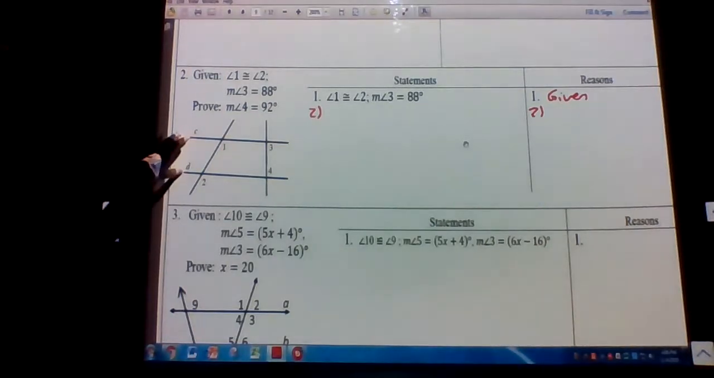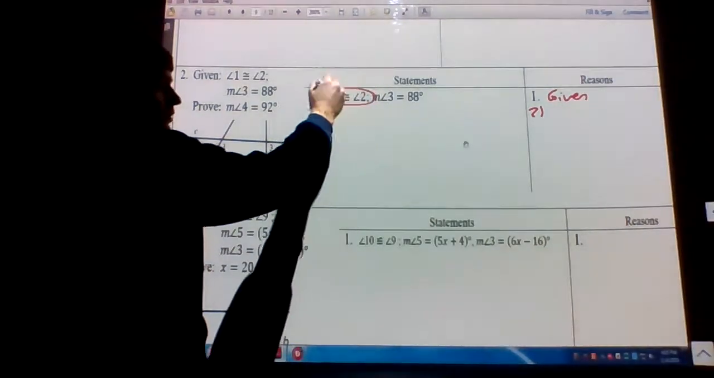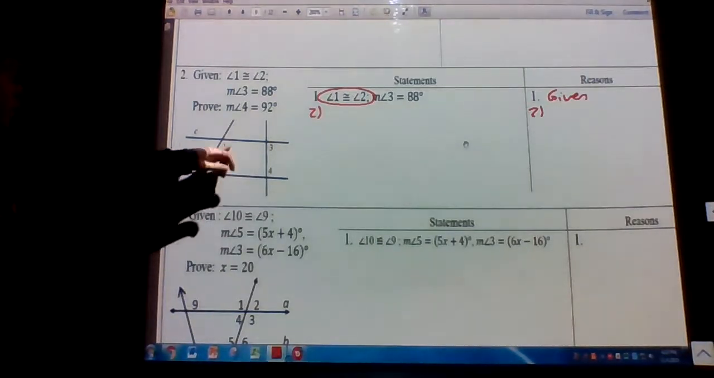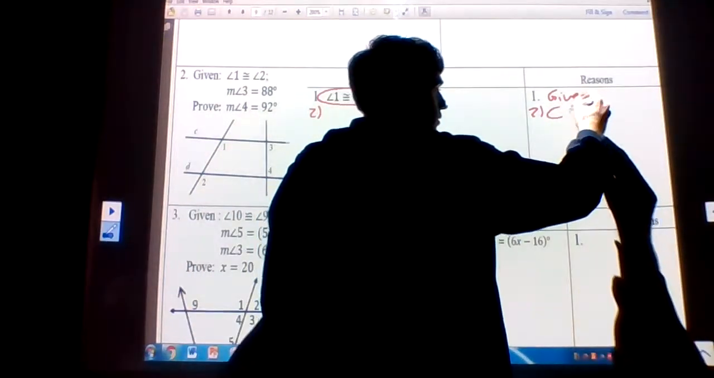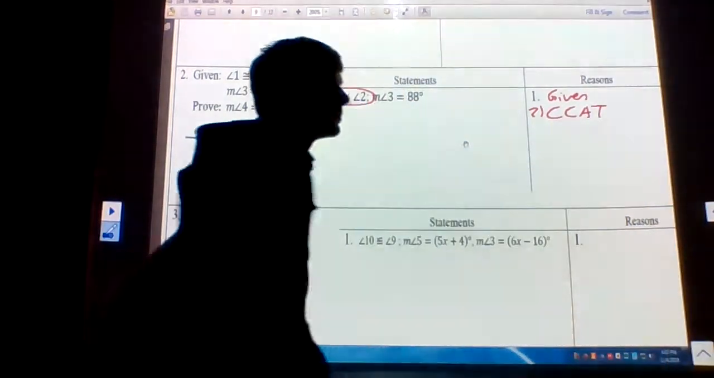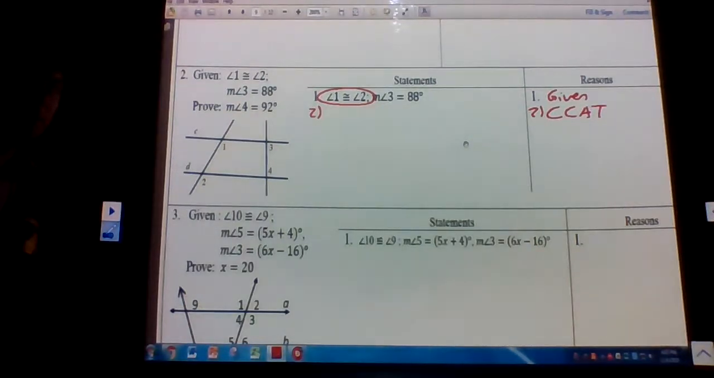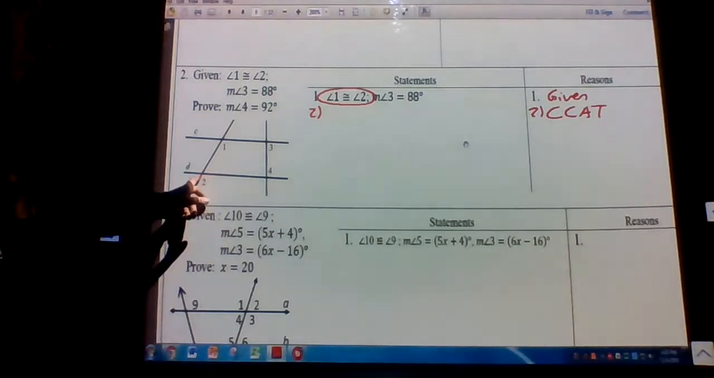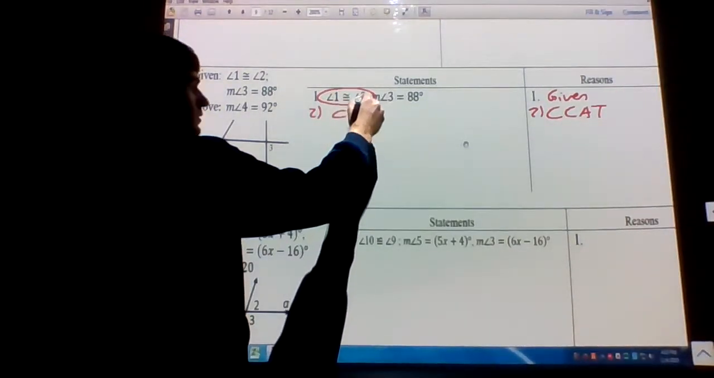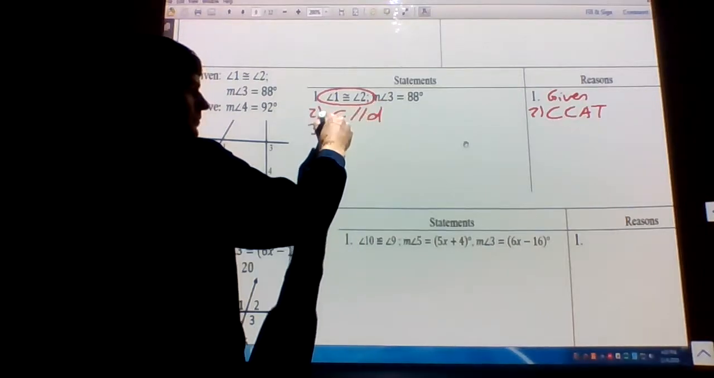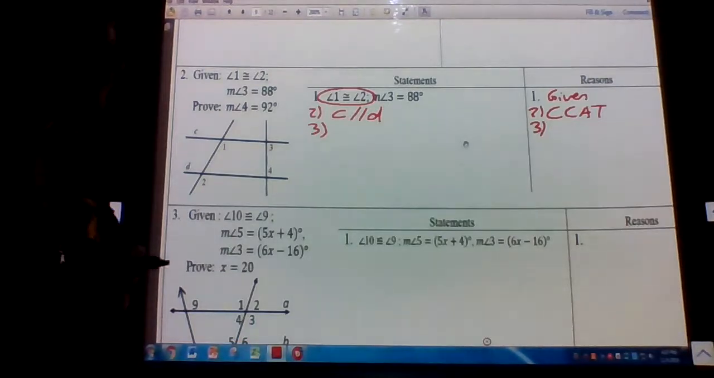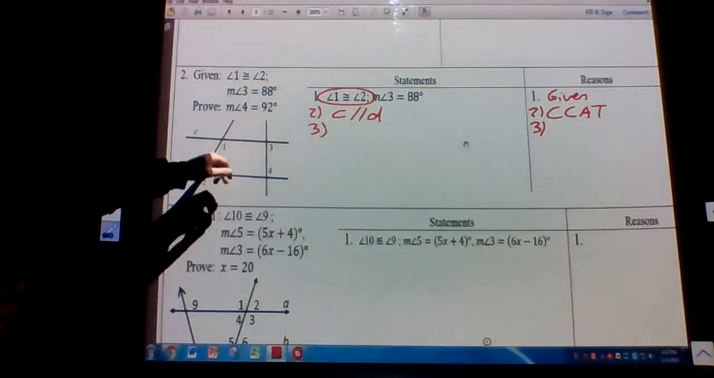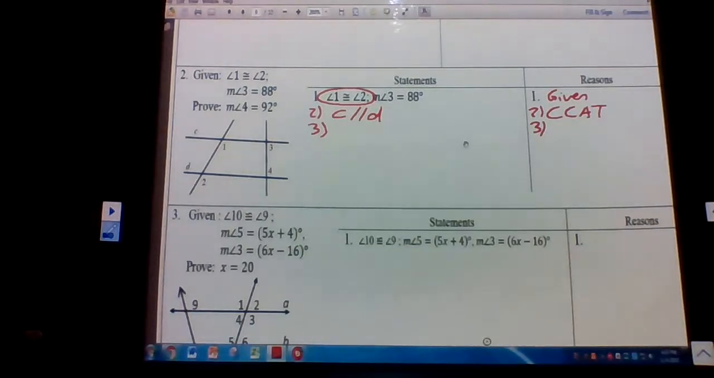Okay, we need to show that C and D are parallel. But luckily, we have this piece of information here. 1 and 2 are corresponding angles. So we can use the converse to the corresponding angle theorem. The converse to the corresponding angle theorem tells us that if the corresponding angles are congruent, then the lines are parallel. So we can conclude that C is parallel to D using the converse to the corresponding angle theorem. Since the corresponding angles are congruent, lines C and D are parallel.